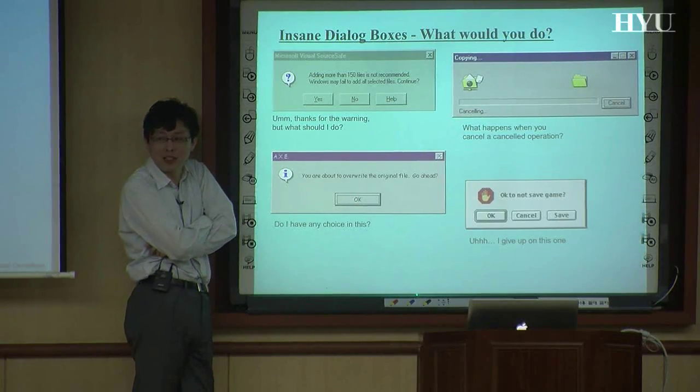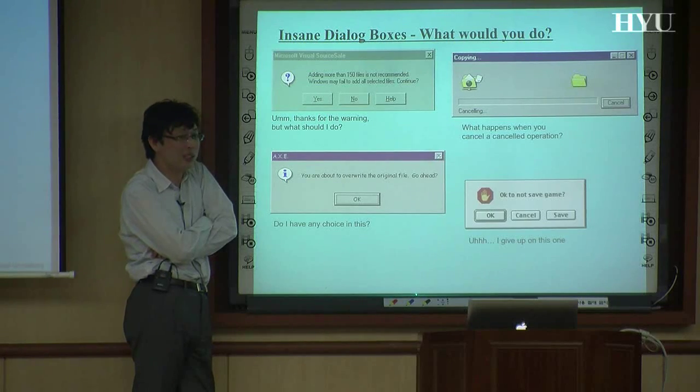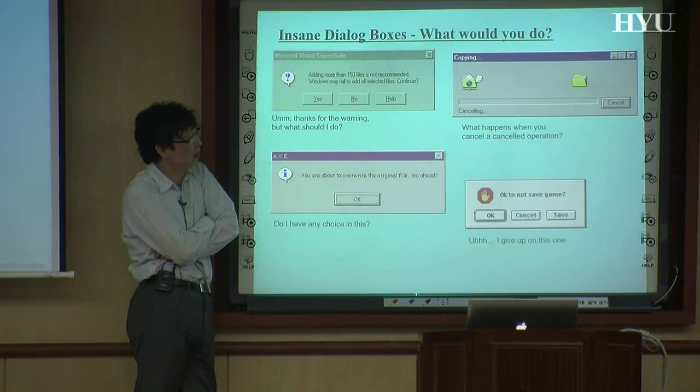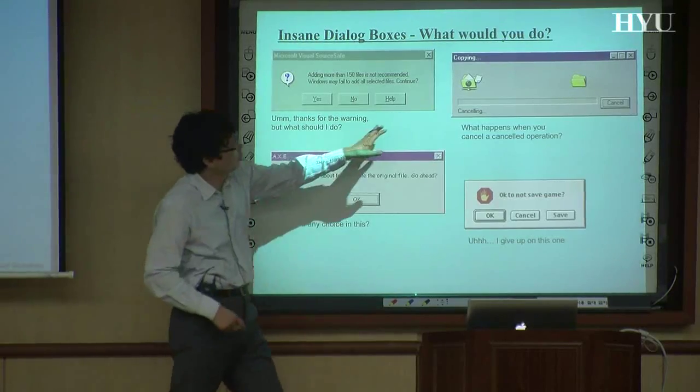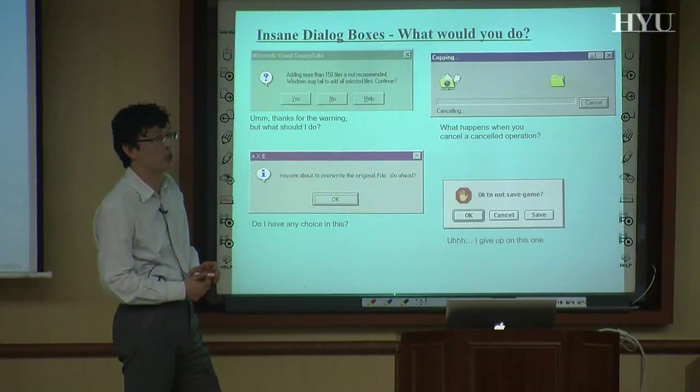But this system says you may not include 150 files. If you continue, many of them might be lost. Right? No means the process is stopped. Help, of course, as you know, when you click help, nothing important, nothing informative, right? So look at this one, copying. So what happened when you cancel the operation?